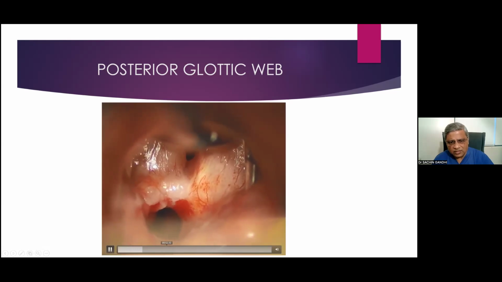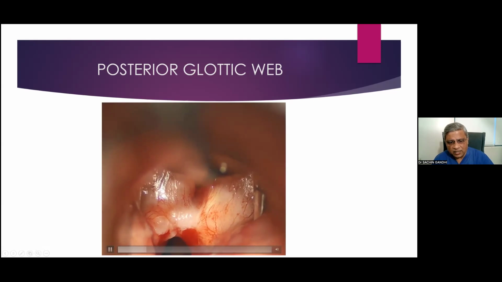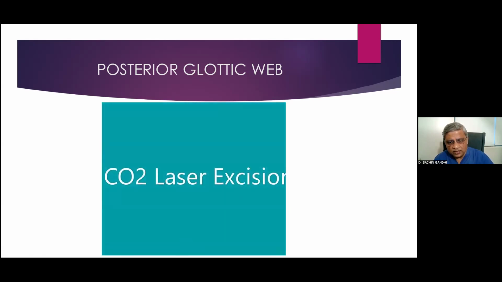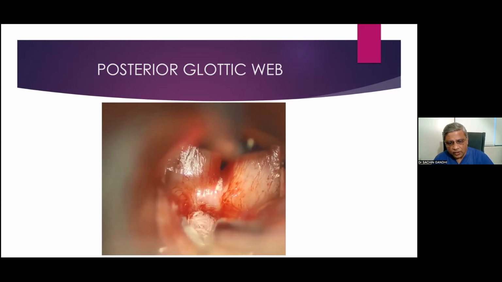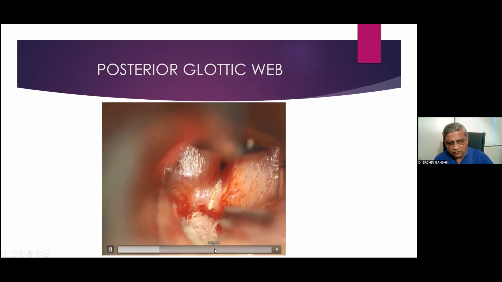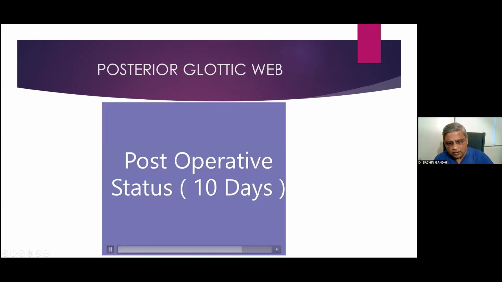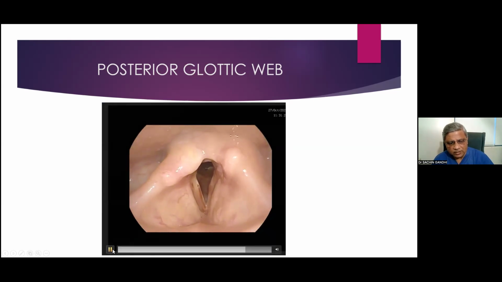CO2 laser or just with scissors. But you have to protect the posterior part which is really spared, not to injure it with the CO2 laser. So I have protected it with the bougie or Roller strip, and then I am cutting over with CO2 laser. And then you can have good results.